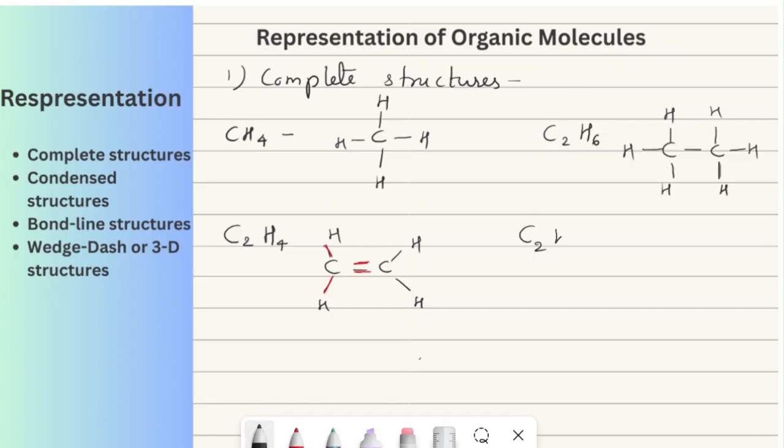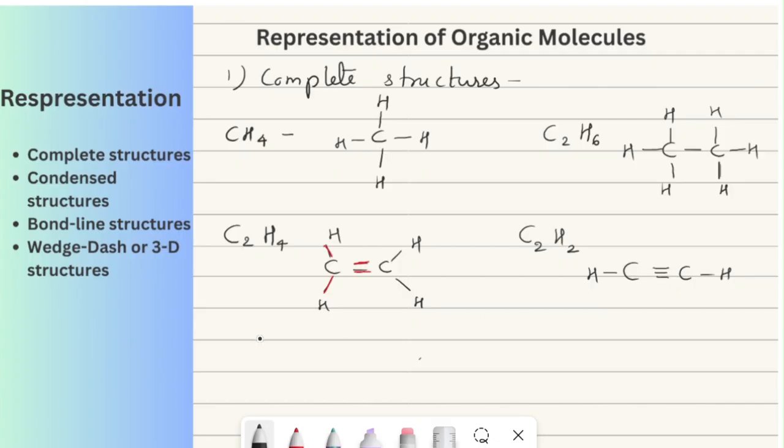Let's take one more example, that is C2H2, where the carbon is bonded to the other carbon with a triple bond. What about here? There are 2 hydrogen atoms, one on either side of the carbons. This is how we represent a triple bond.